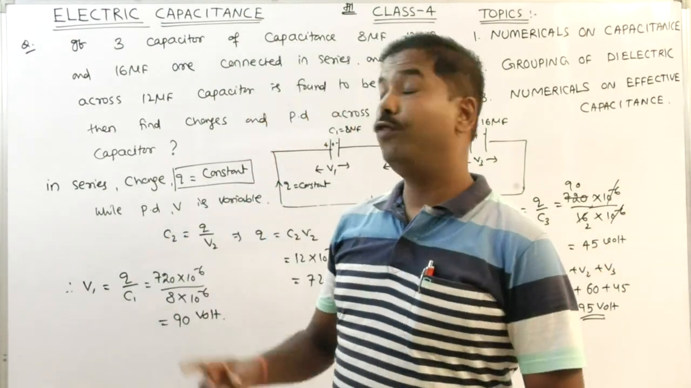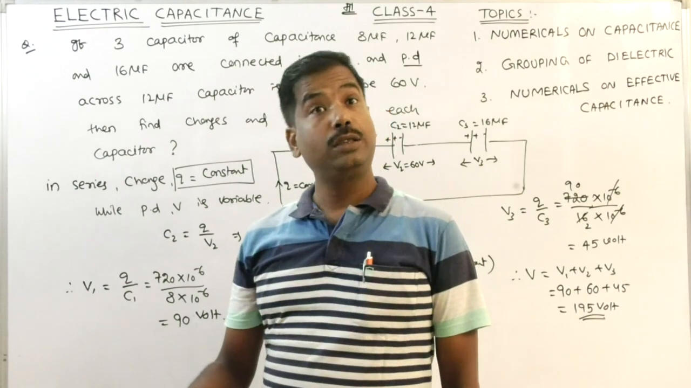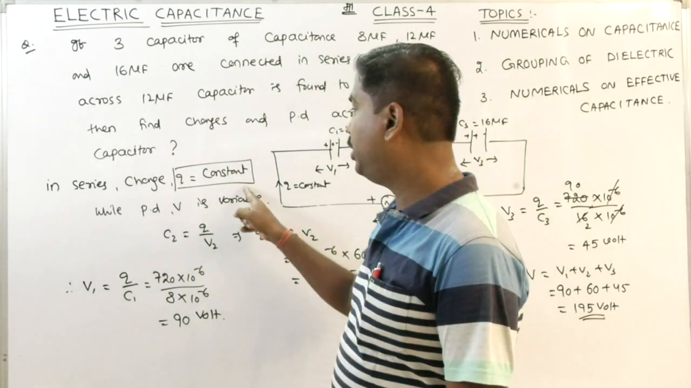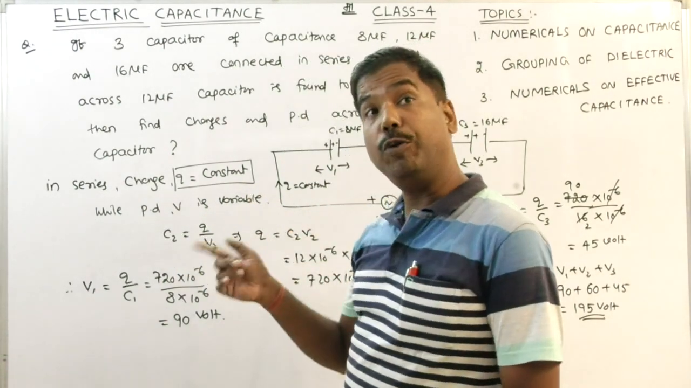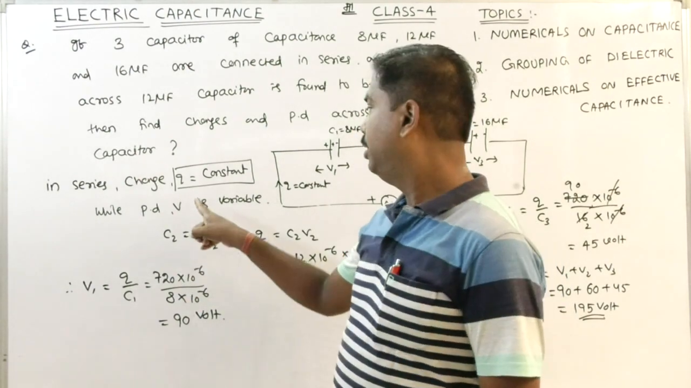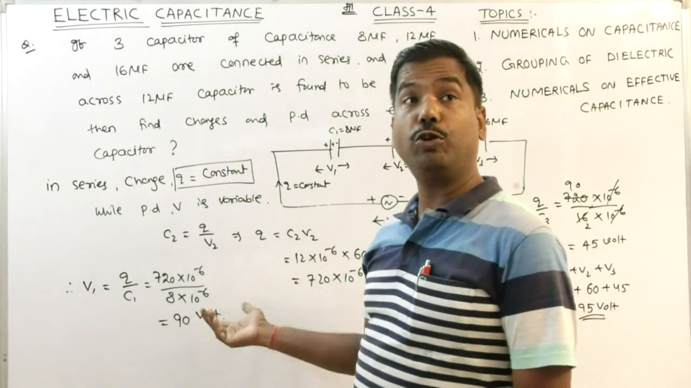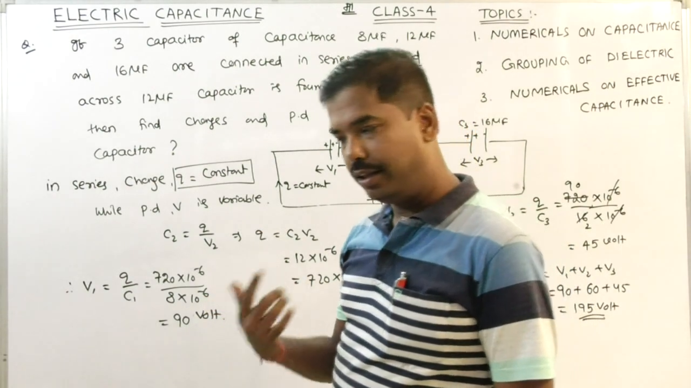I would like to say that when the capacitors are connected in series, charge remains constant while potential is variable. But when connected in parallel, charge is variable and potential is constant. Clear? Next.